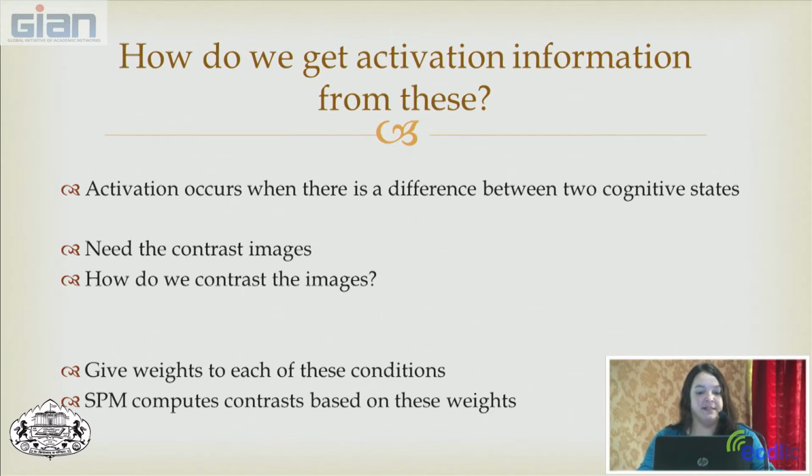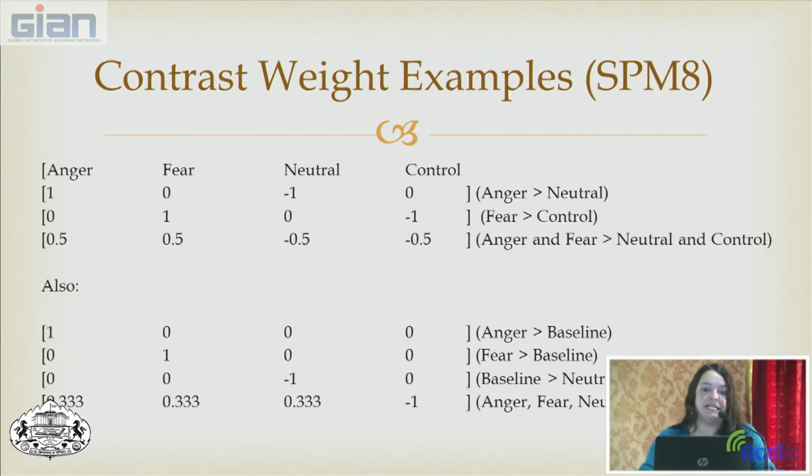And the answer to this is that we give weights to each of these conditions, and SPM computes the contrast based on these weights. So here's an example of how we would weight our contrast, or our beta coefficients that come out. We would tell SPM we want to contrast anger greater than neutral. So we are assuming that there's more activation for angry than there is for neutral. So we would give anger a 1 and neutral a -1 in our weights. Say we wanted to contrast fear greater than control, we would give fear a 1 and control a -1.